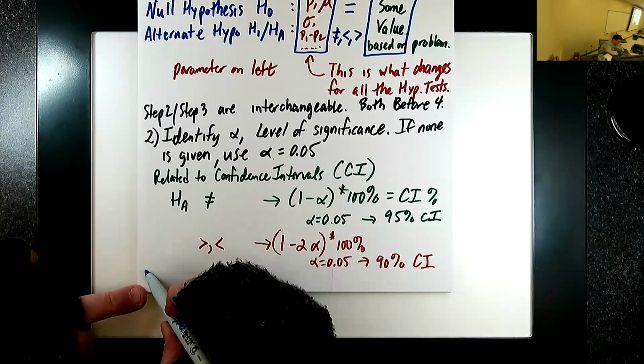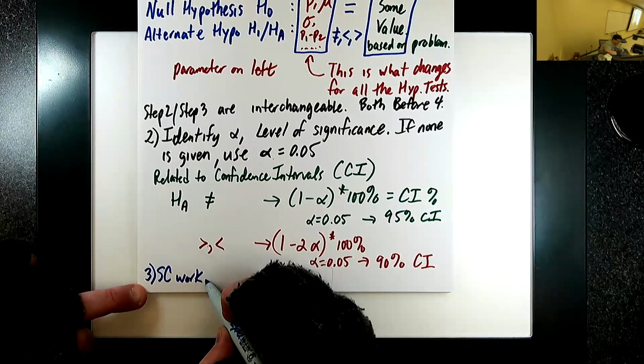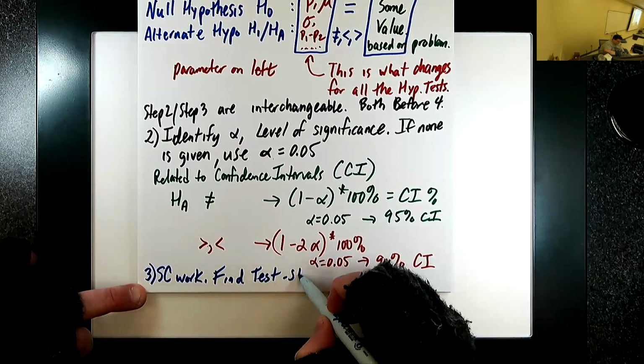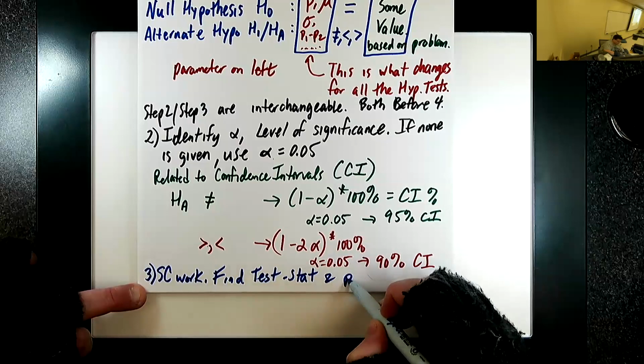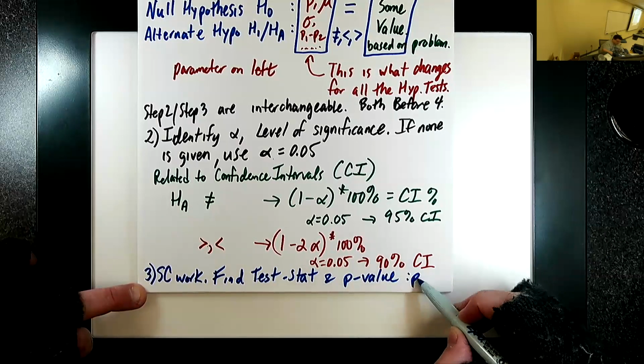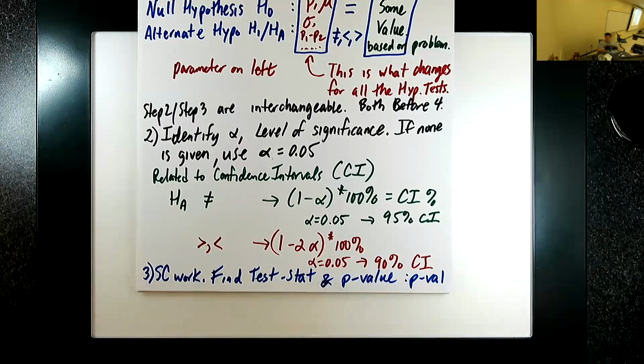Step 3 is StatCrunch work. Find the test stat and p-value, which I'll start calling p-val. I'll pause and give you guys a chance here.